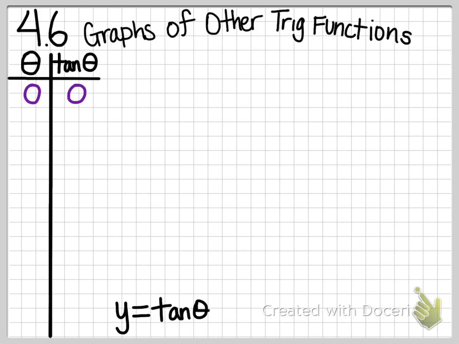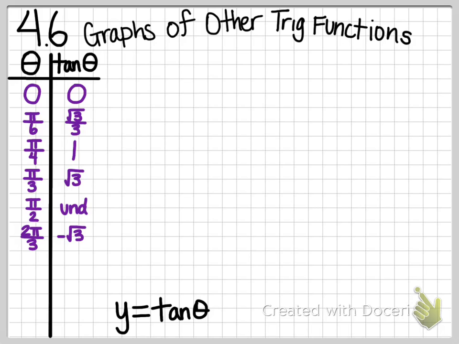Okay, so at 0 radians, the tangent is 0. Pi over 6, the tangent is square root of 3 over 3. Pi over 4, the tangent is 1. Pi over 3 is square root of 3. Pi over 2 is undefined because we're dividing by 0. 2 pi over 3 is negative square root of 3. 3 pi over 4 is negative 1. 5 pi over 6 is negative square root of 3 over 3. And pi is 0. So these will just give us a few points to plot just to start out.